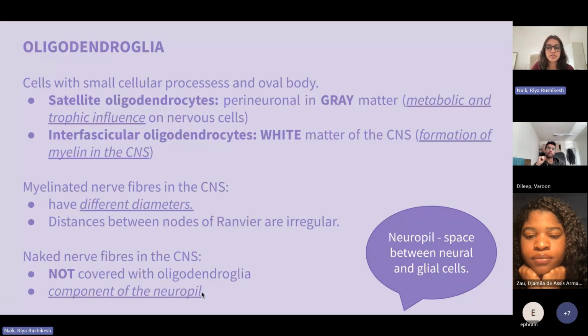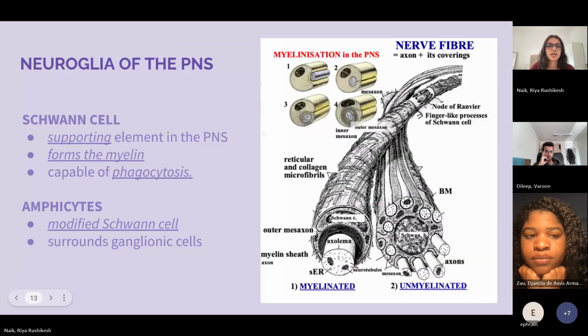Now, neuropil is just a space between the neural and glial cells, which contains a bunch of structures, the non-myelinated fibers being a part of them. Let's talk about the neuroglia of the PNS.